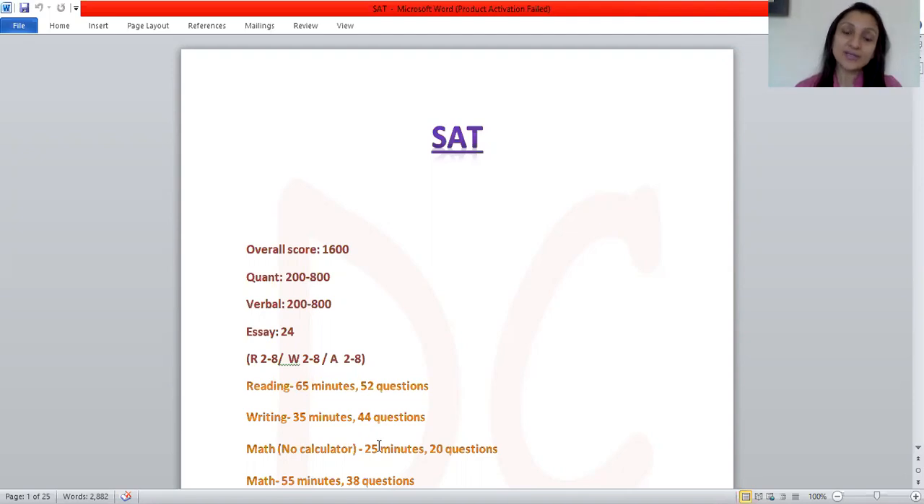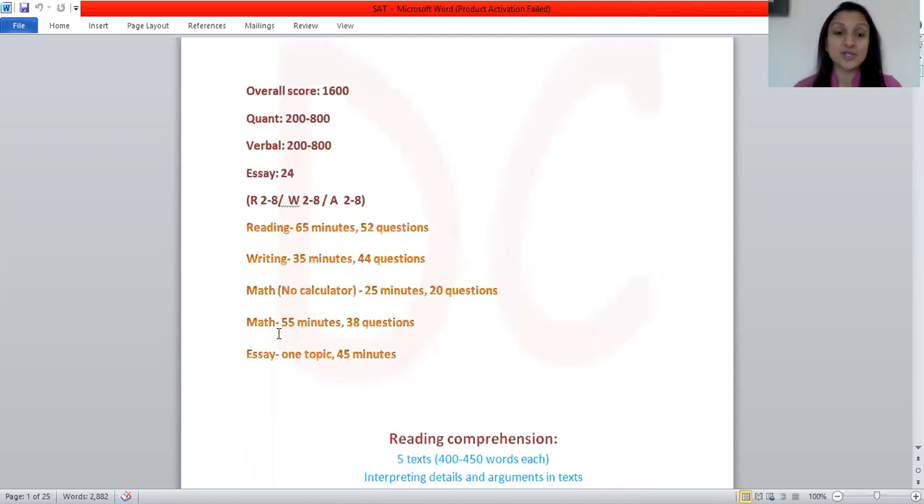In the no calculator section, you have 25 minutes and 20 questions to solve, a little more time. In the other section, you have 55 minutes and 38 questions to solve. Okay. Essay, as I have already said, you always get one topic. It's not multiple essays you write, and you have 45 minutes to write that.